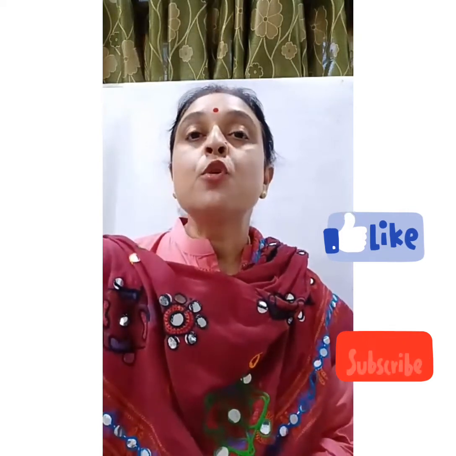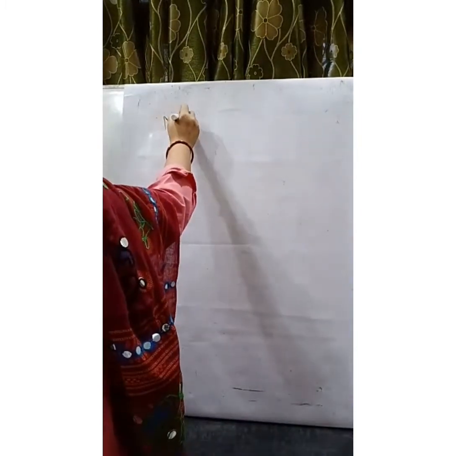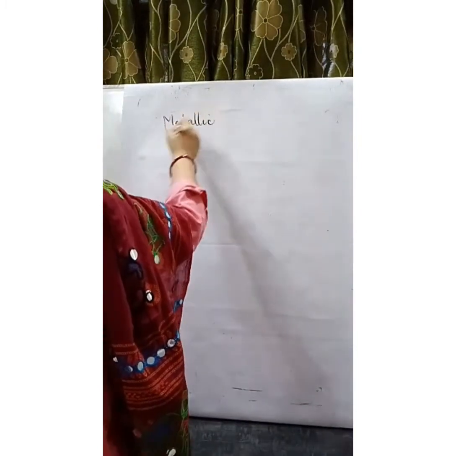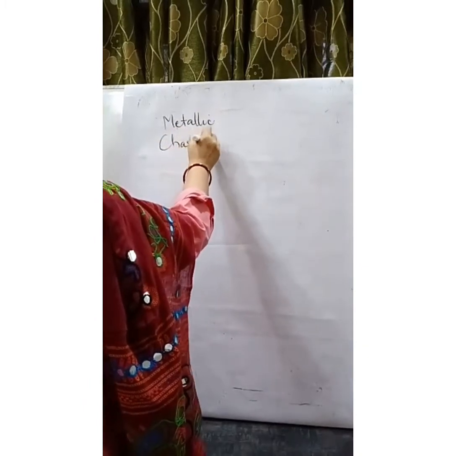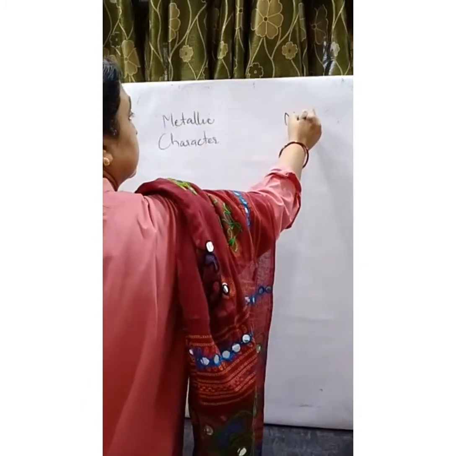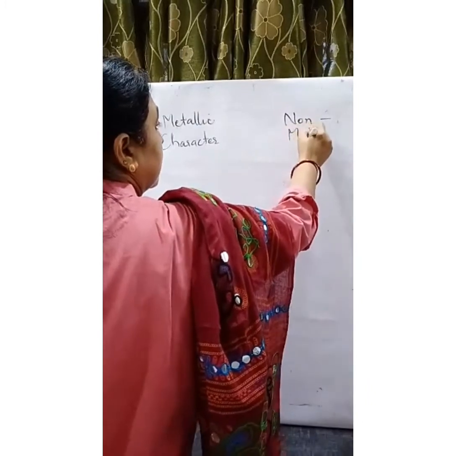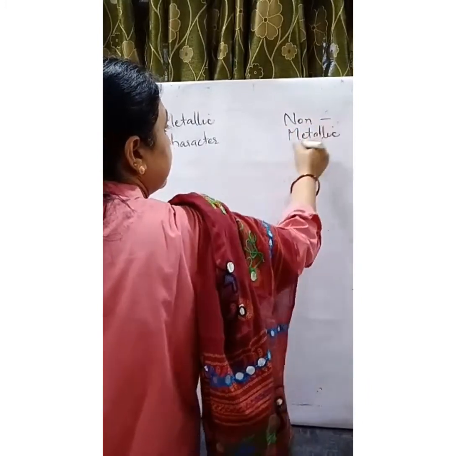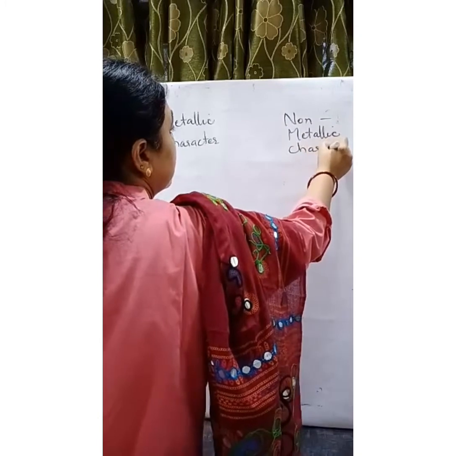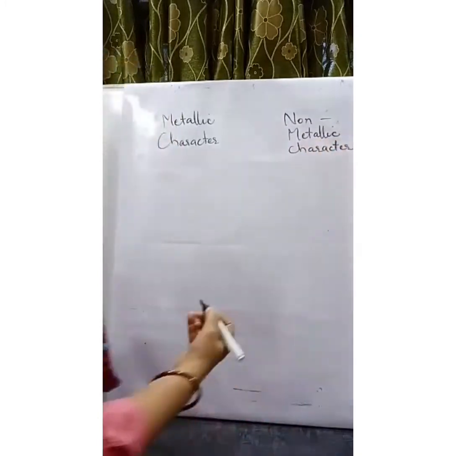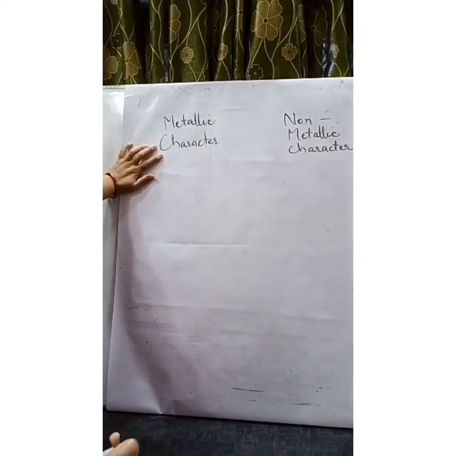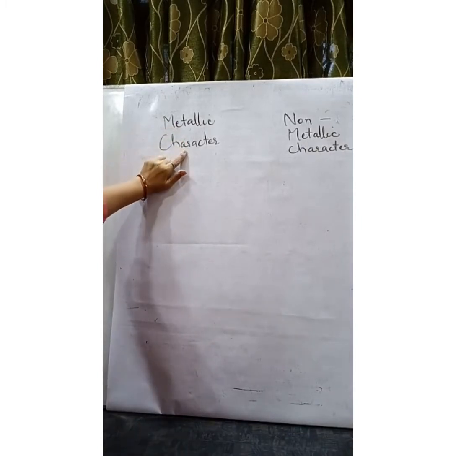Let us study a few more trends in the modern periodic table. Metallic character and non-metallic character. Before discussing their variation across a period and group, we should be clear about what metallic character and non-metallic character mean. Metallic character means tendency to behave like metals.